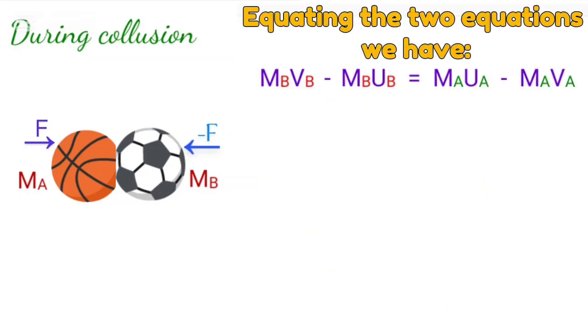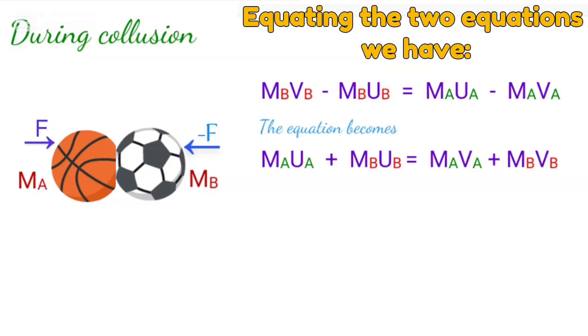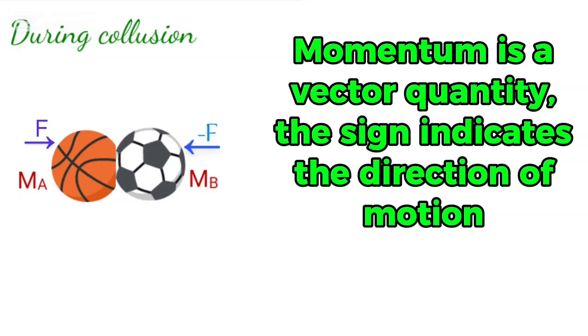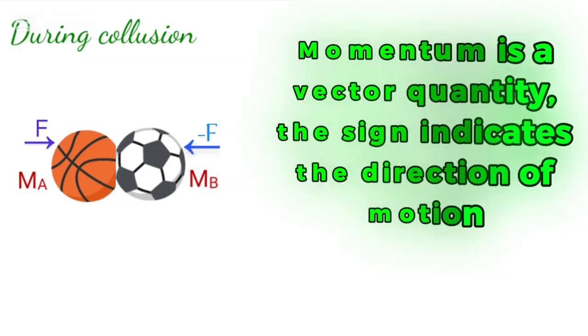Equating the two equations, mbvb minus mbub is equal to maua minus mava. The equation becomes maua plus mbub is equal to mava plus mbvb. Remember that momentum is a vector quantity. The sign indicates the direction of motion.